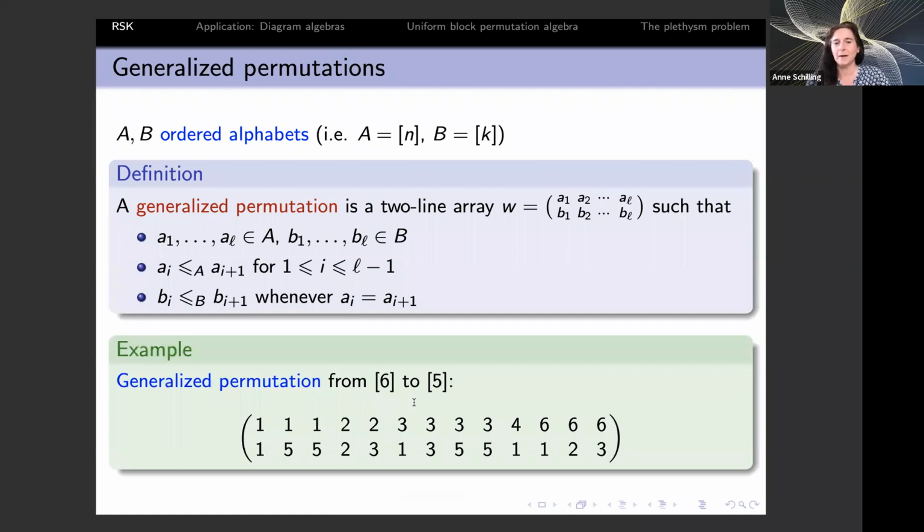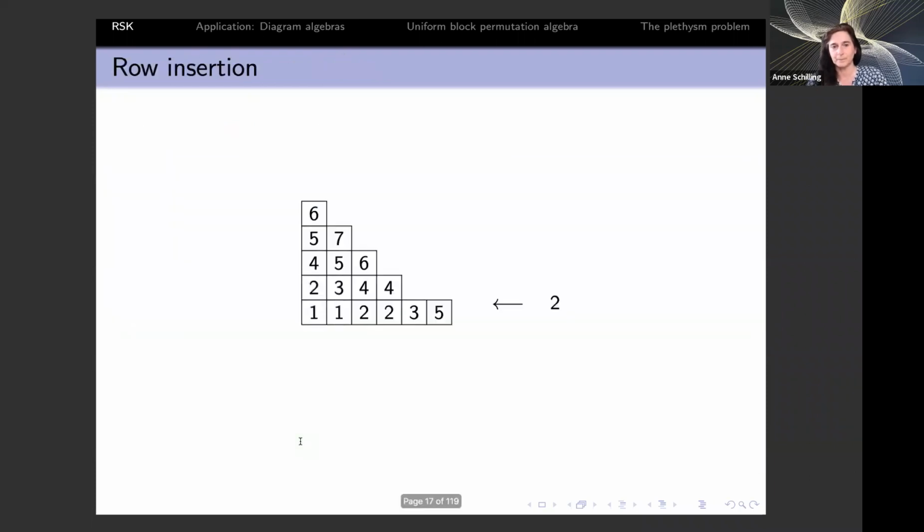So here's an example. Here I'm looking at a generalized permutation where the alphabet A is the numbers from 1 up to 6, and the alphabet B is the numbers from 1 up to 5. So you can see that the top row is weakly increasing, right? I have 1, 1, 1, 2, 2, 3, 3, 3, 3, and so on. And the bottom row contains only the numbers from 1 up to 5, and you can see that whenever the top row is equal, the bottom row is weakly increasing. So this is a generalized permutation.